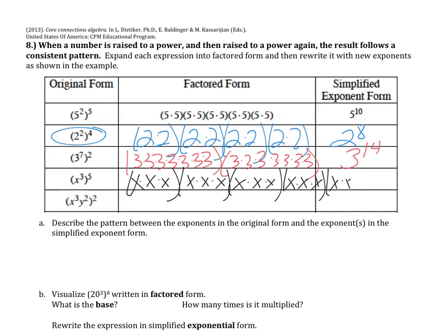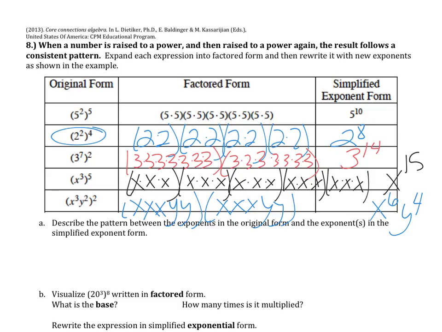I'm going to run out of space. So that's going to give us x to the 15th power. The last one here, we have 2 different variables, so we're going to have x times y, x times x, y times y, and then x times x times x, y times y. So we will have x to the 6th power and y to the 4th power.